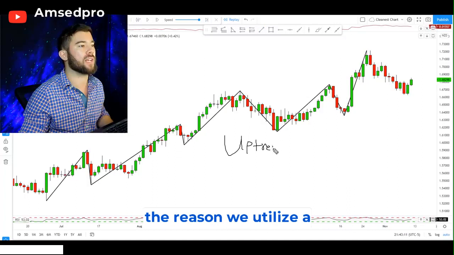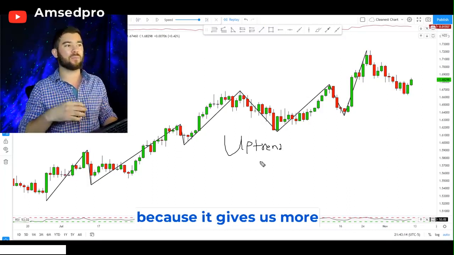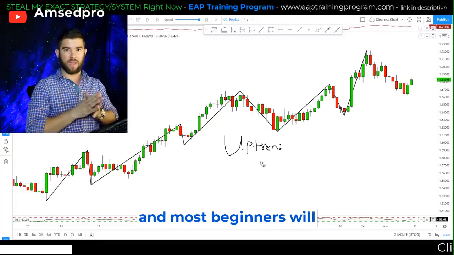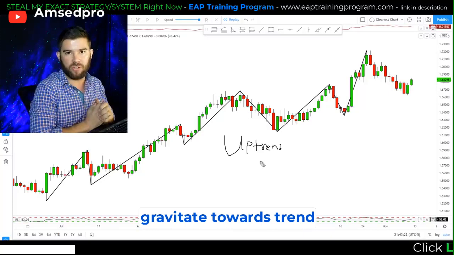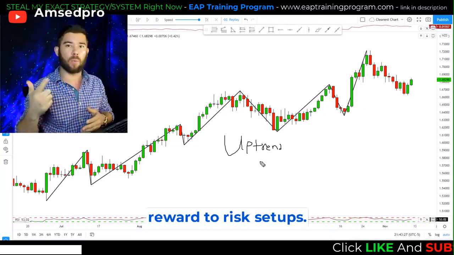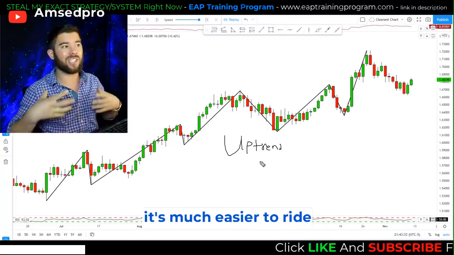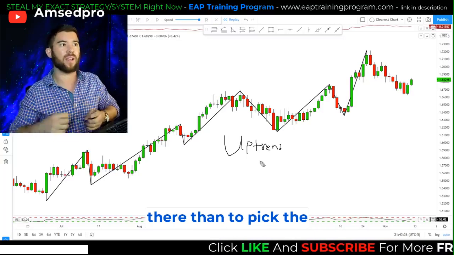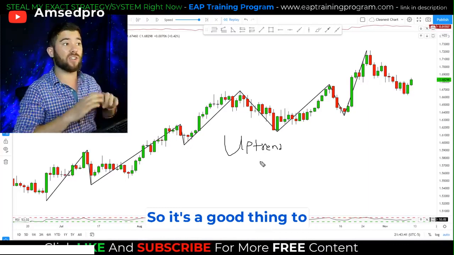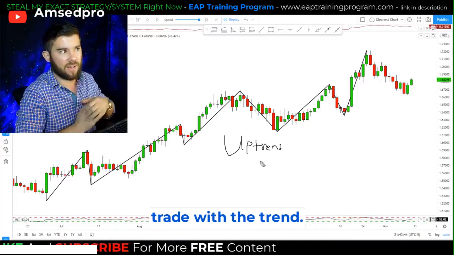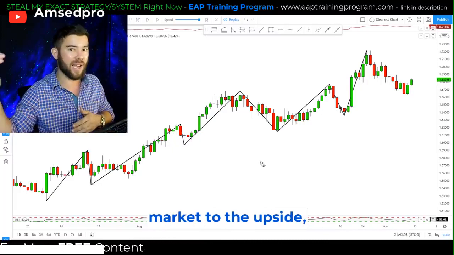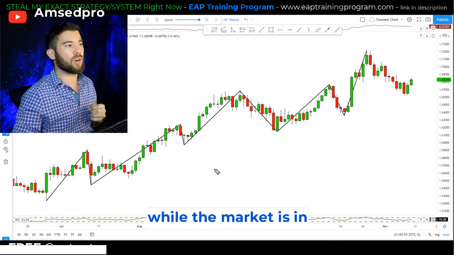Now, the reason we utilize a trending market is because it gives us more accuracy on our trades. You've probably heard follow the trend before, and most beginners will gravitate towards trend trading for good reason. Again, it adds accuracy to your trades. It can make for better reward to risk setups. And all in all, it's much easier to ride a trend that's already there than to pick the very top or the very bottom of a market trying to trade reversals. So it's a good thing to trade with the trend. With this market being in an uptrend, what direction would you like to trade this market? To the upside, right? You'd want to be buying while the market is in an uptrend.